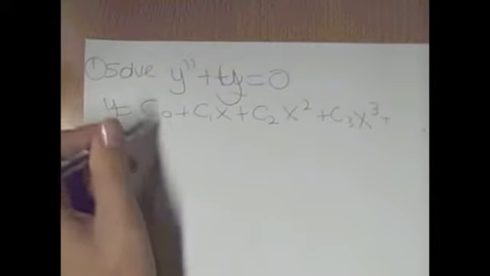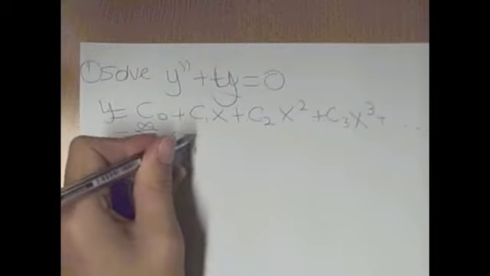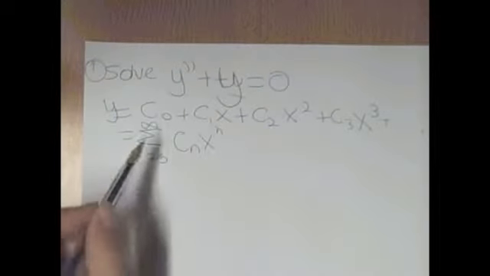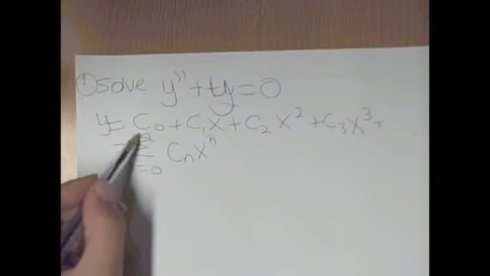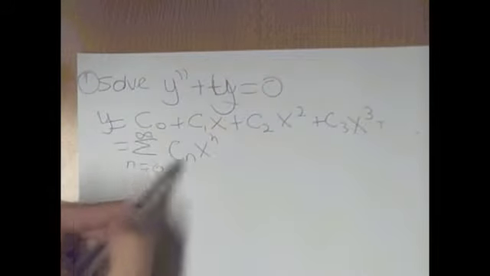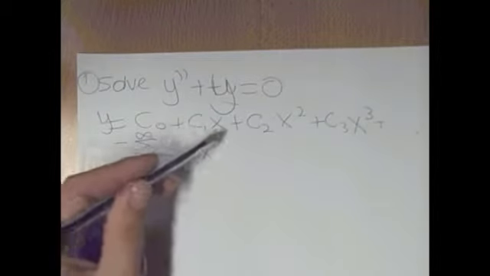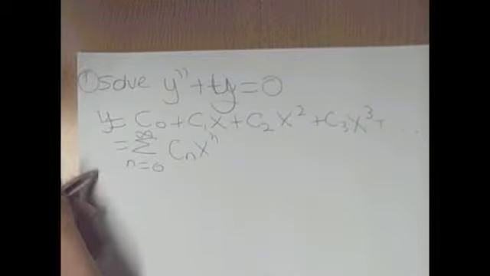And this is equal to the sum of when n equals 0 up to infinity of cn x to the n. We know this because when n starts at 0, we've got c0 x to the 0, which just gives us c0. And then when n equals 1, we have c1 x to the 1, and that gives us c1x, and so on.